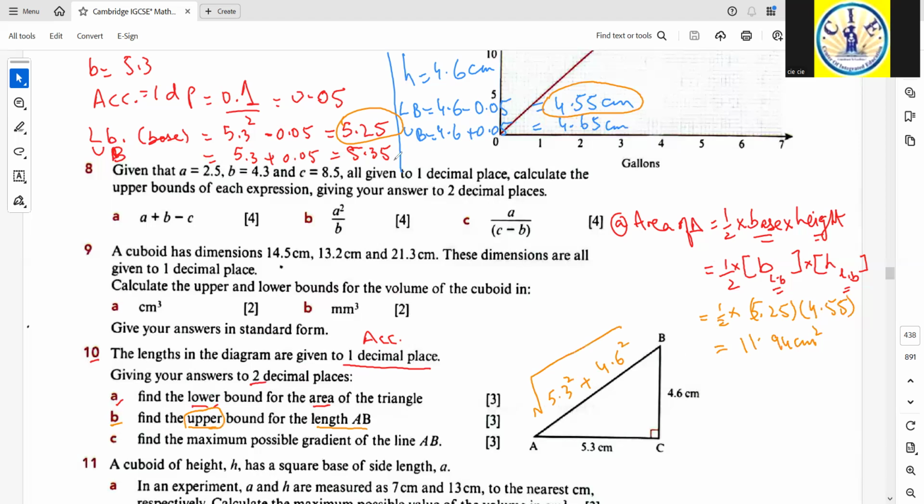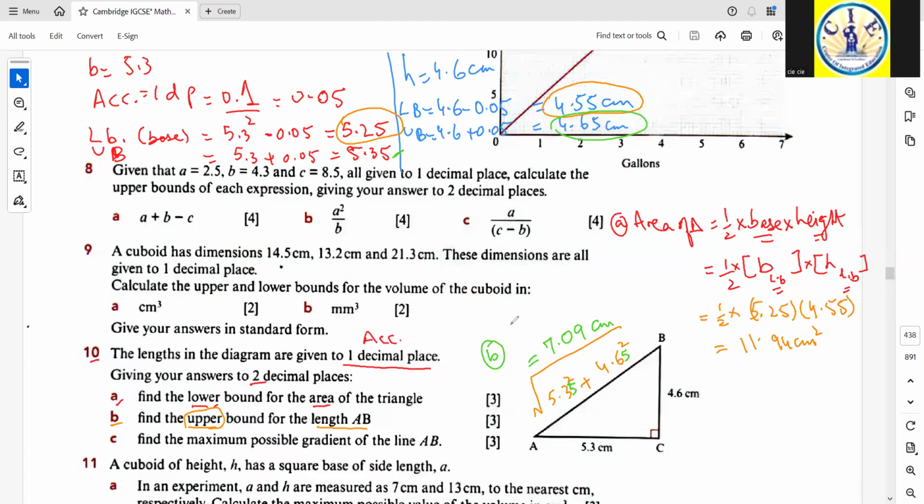So for this, the upper bound is 5.35. I will replace this with the upper bound 5.35 squared, and then the upper bound of the height, which is 4.65. This will give me the upper bound of the distance between A and B, or the length AB, which is 7.09 centimeters. So this is the answer to part B.